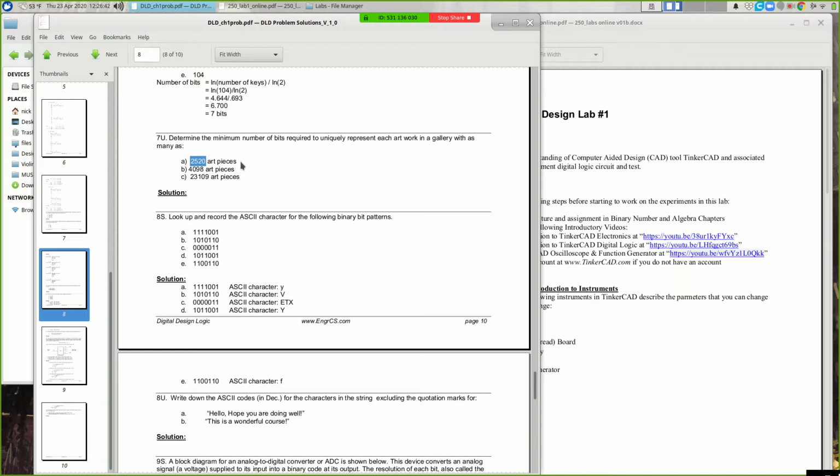You could use more bits. You could use 100 bits, and you've just got extra bits left over, right? But if you only have 5 bits, you can only represent 32 things, no matter how clever your coding scheme is. So that's what this question is asking you.